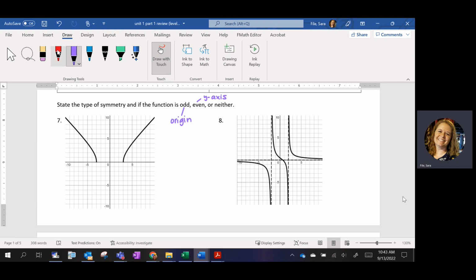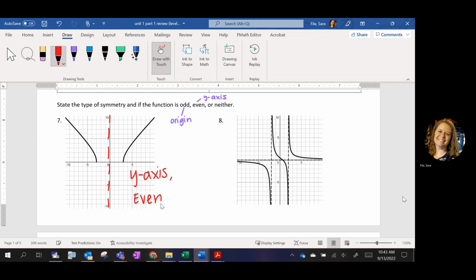Okay, so which type of symmetry does number 7 have? Yeah, if I folded this over the y-axis here, those would align exactly, wouldn't they? So this has y-axis symmetry, which makes it an even function. What about number 8?